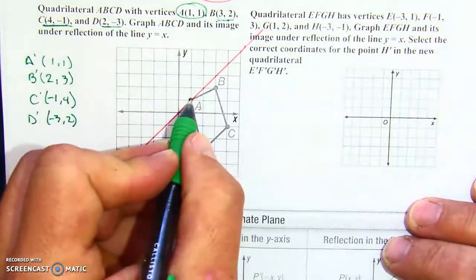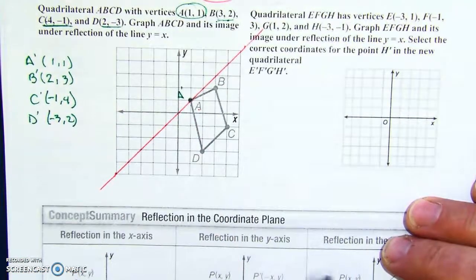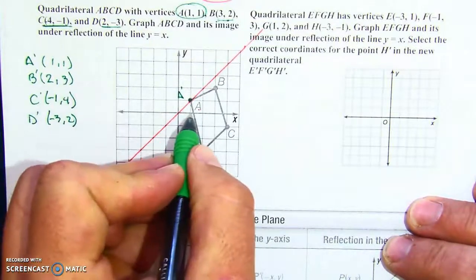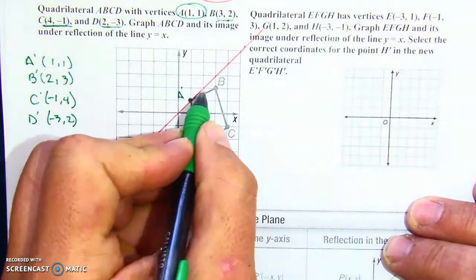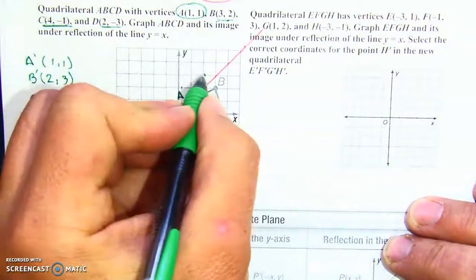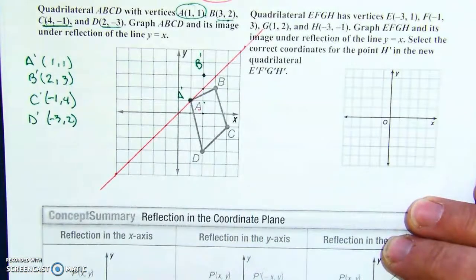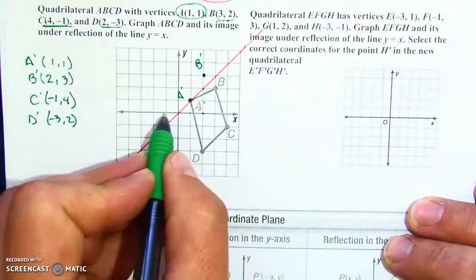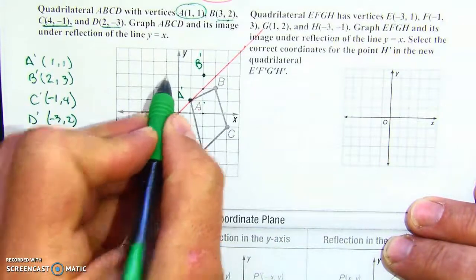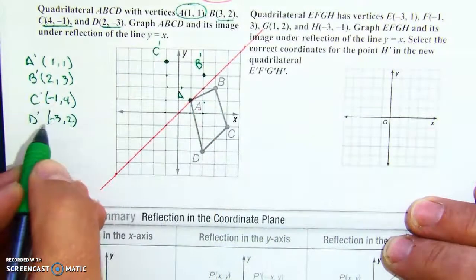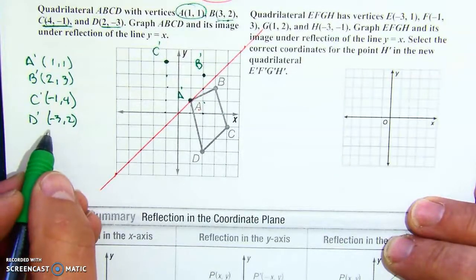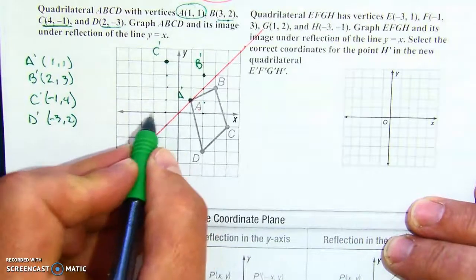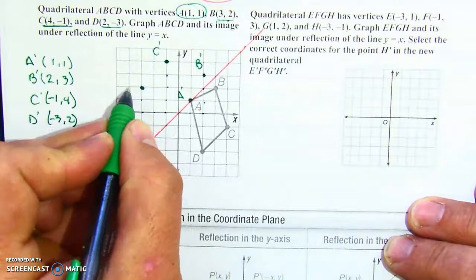Let's go 1, 1, which we already know, so we're going to call this one A prime. Now we're going to go 2, 3, which is our B. Here we go: 1, 2, and then we're going to go up 3, 1, 2, 3. Okay, and that's our B prime there. And then C is at negative 1, 4: 1, 2, 3, 4. So we're all the way up here now with C prime. And then we look here at negative 3, 2. So we're going to go 1, 2, 3, and up 2. And that's our D prime there.